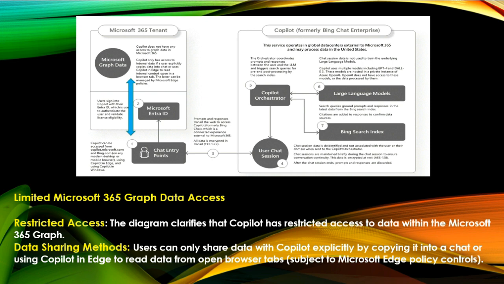Limited Microsoft 365 graph data access. Restricted access. The diagram clarifies that Copilot has restricted access to data within the Microsoft 365 graph. Data sharing methods. Users can only share data with Copilot explicitly by copying it into a chat or using Copilot in Edge to read data from open browser tabs, subject to Microsoft Edge policy controls.